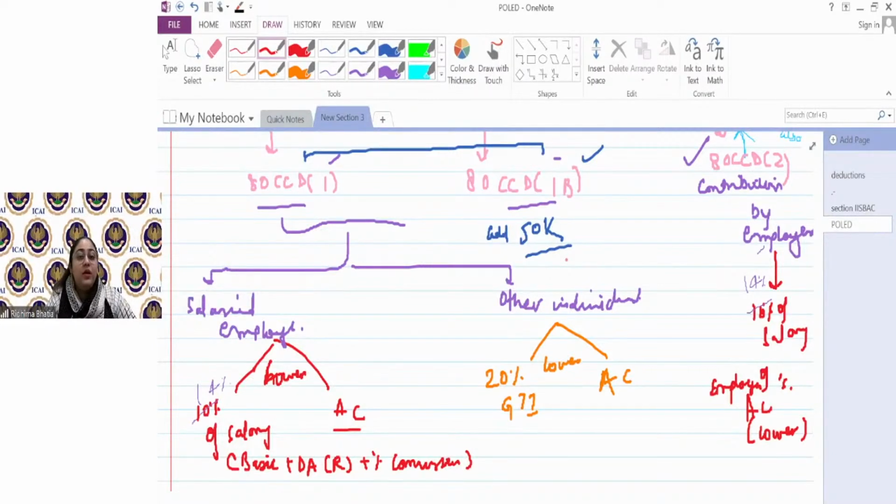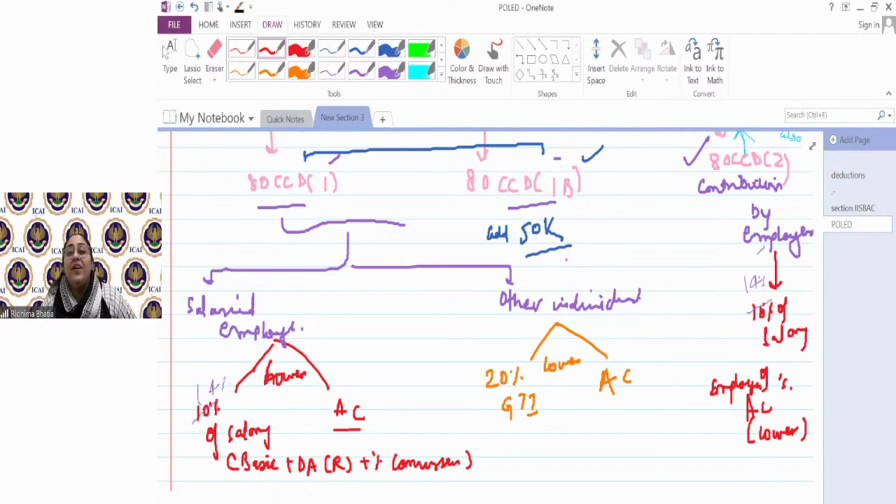But how to do it? Under 80CCD(1) the deduction allowed is 10% of salary or actual contribution, okay? And 80CCD(1B) is, without condition, an additional 50,000 of the actual contribution which I'm making. If I'm any other individual, as in if I'm not a salaried employee, I will get 20% of gross total income as deduction or actual contribution as deduction.